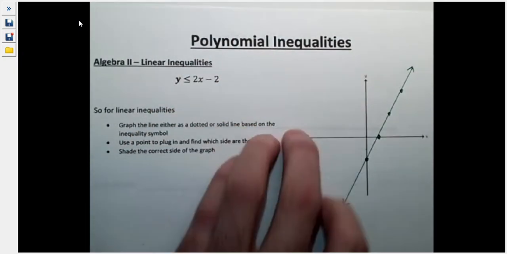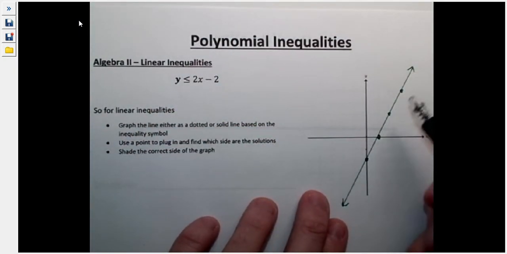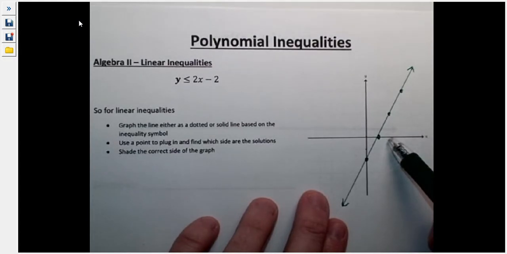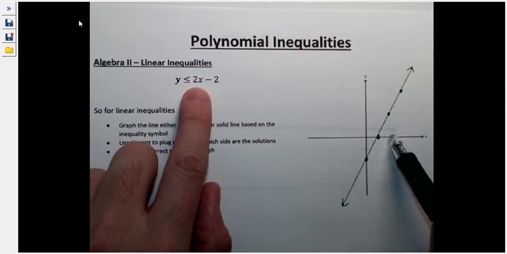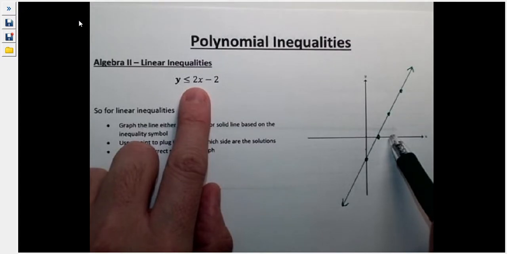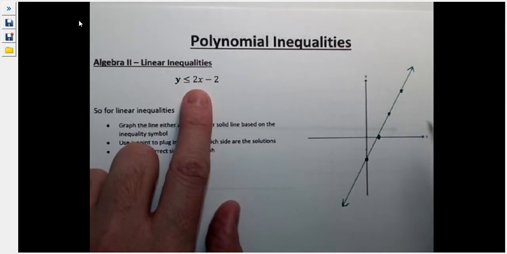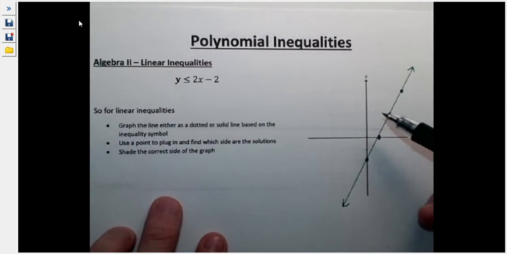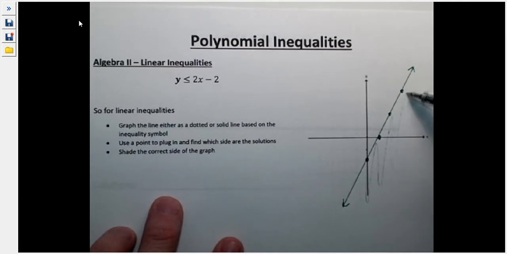Then I'd figure out, well, if I pick an x, say I pick x is 2, so here x is 2, y is 0. So you plug in 2. 2 times 2 is 4. 4 minus 2 is 2. Is that greater than or less than? That'll tell you your solutions, and then you shade whichever side it is. So that was basically Algebra 2. The y's were the ones less than, so it's going to be this side here.